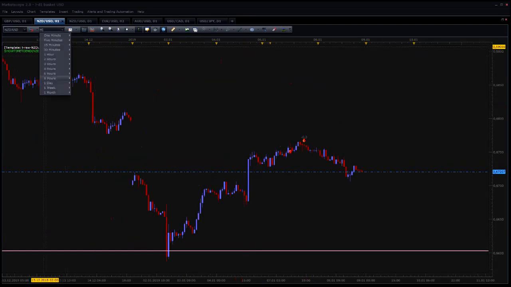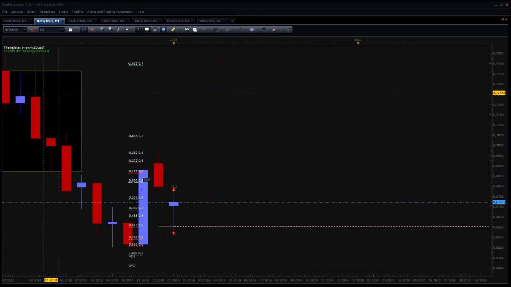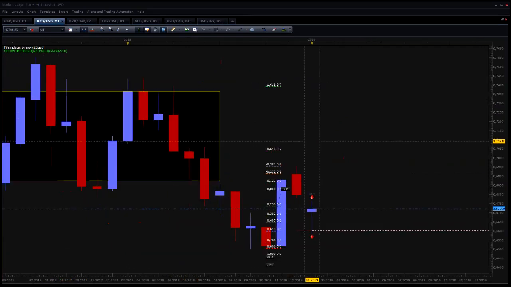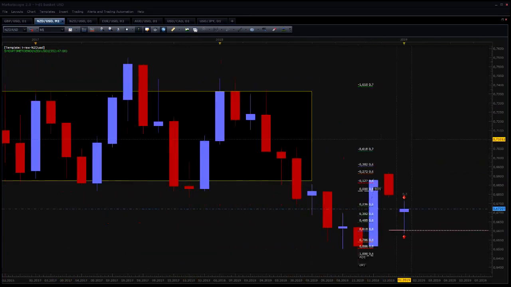Okay. Kiwi dollar. Yeah. Nothing clear to trade at the moment. But if you're patient and if you wait, you can catch something in an uptrend at the right time.